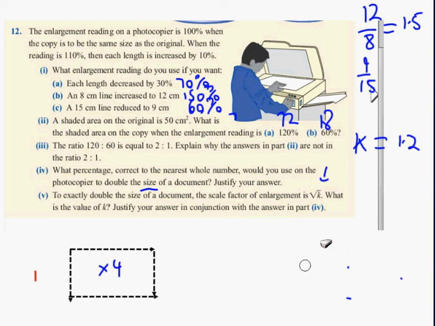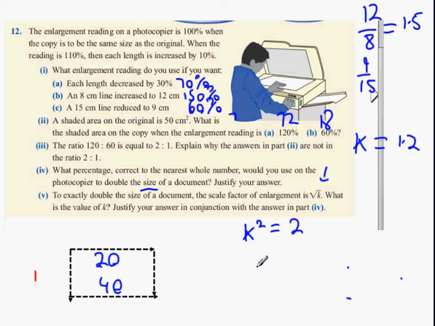Sorry. The answer in the book is k equals 2, and let me explain why. To exactly double the size of the document, if I had an area of 20, they want the next one to be 40. They want your area scale factor squared to be equal to 2.